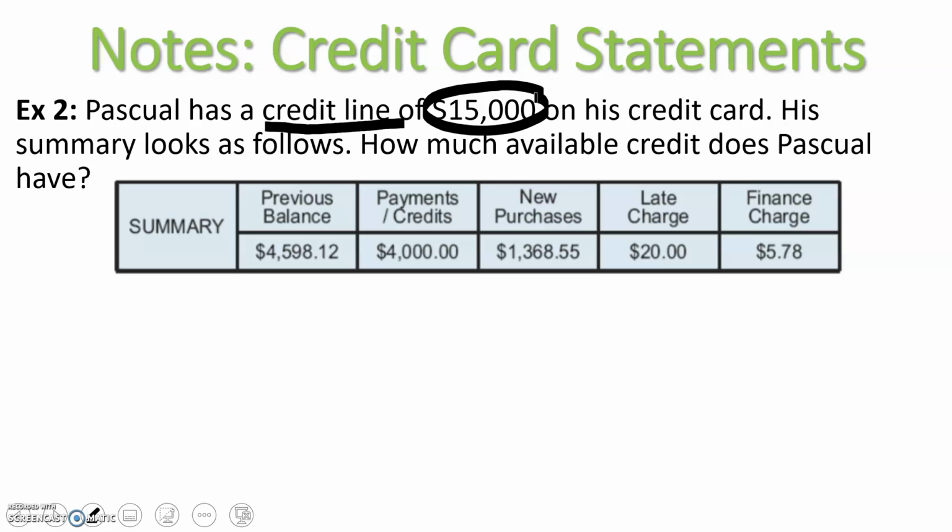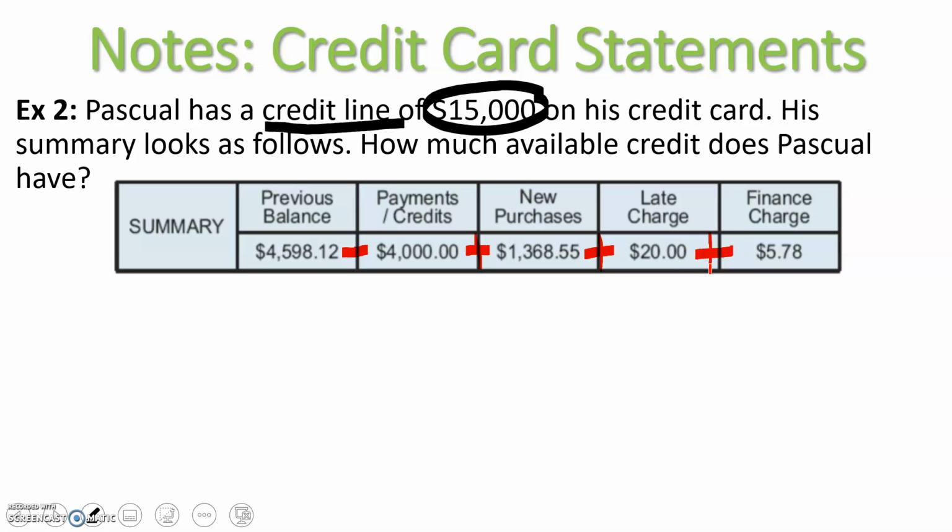Okay, so first off, we need to figure out how much he currently owes. So we can see here that his previous balance was $4,598.12. We know that he's paid $4,000 of this. That's smart. He's paying off a lot. So we're going to remove that. So $4,598.12 minus $4,000. But then he made some new purchases, about $1,368. So we're going to add those on. He paid late when he made his payment, so we're going to add on a late charge. And then he owed interest, $5.78.